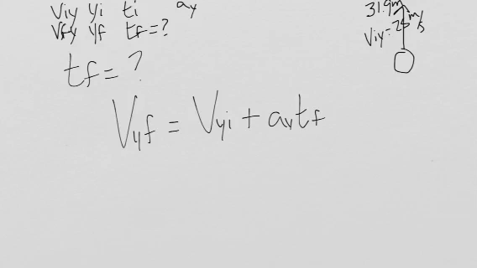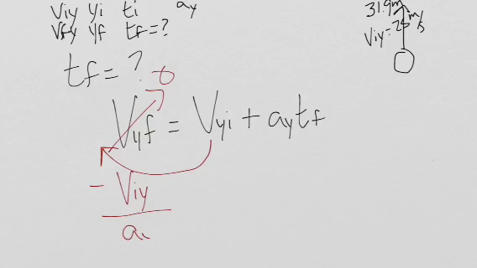Okay, so AY, there we go. We know that this is 0. So this is a pretty easy plug, guys. If you bring this over, it's going to give you your negative VIY divided by AY is going to be equal to your time final. This ends up working out beautifully. Why? Because AY is negative. And you cannot have negative time.